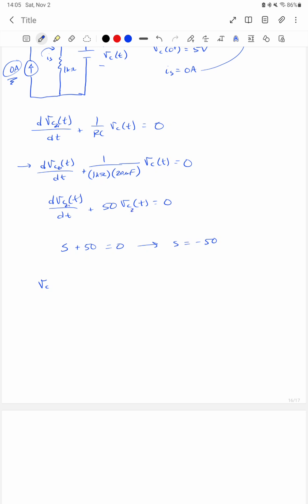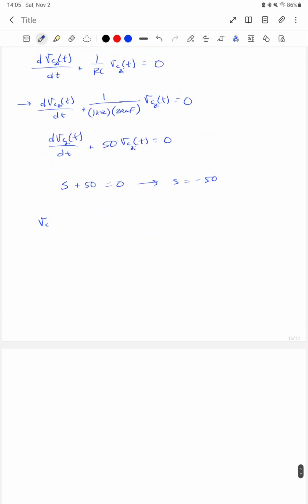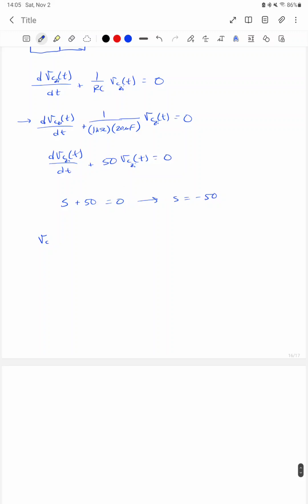It's not going to kill anybody if the 0 input's not in there, but just to help keep track of everything, this is all for the 0 input attempt. This is the general, right? And then these are all regarding the 0 input portion of our thing. So Vc 0 input of t is equal to our guess, which is A e to the negative 50t.